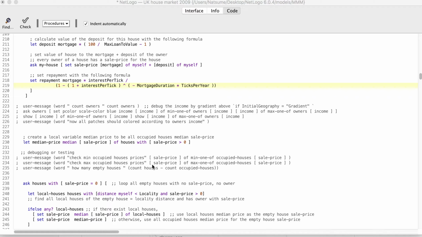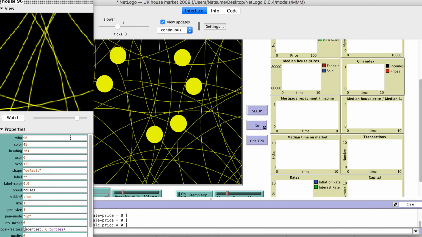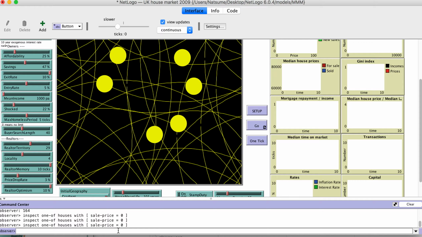For empty houses, as we can see here, we know that the sale price should be 0 because we haven't set the sale price for empty houses. And the owner should be 0 as well because an empty house has no owner. We can try one.